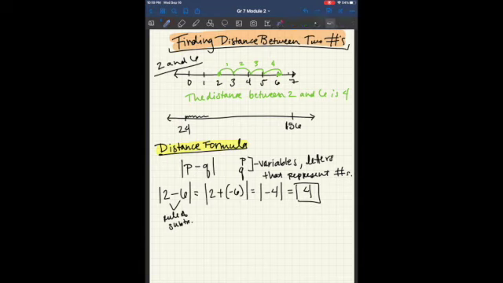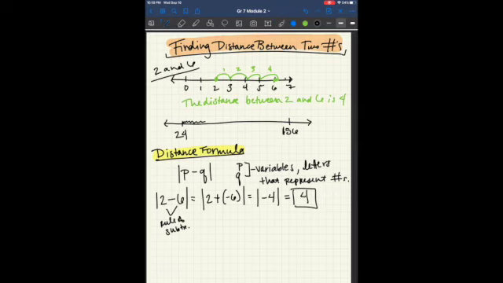So let's go back and look at 24 and 156. Let's use the distance formula. I'm going to do it in a different color. We're going to take the absolute value of 24 minus 156. That's a subtraction problem, so we're going to keep 24, change the subtraction to addition, and take the opposite of 156, which is negative 156.